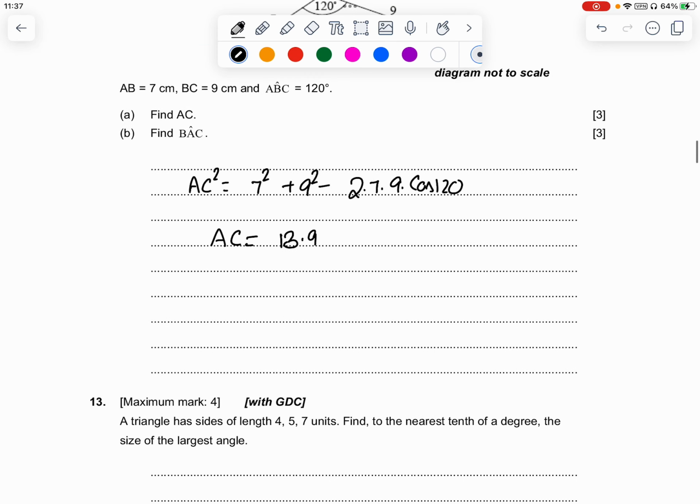Find angle BAC. Use sine rule. Sine A upon 9 equals sine 120 divided by 13.9. From here, I get the value of A as 34.1 degrees.